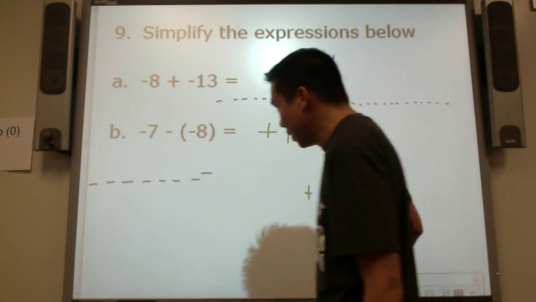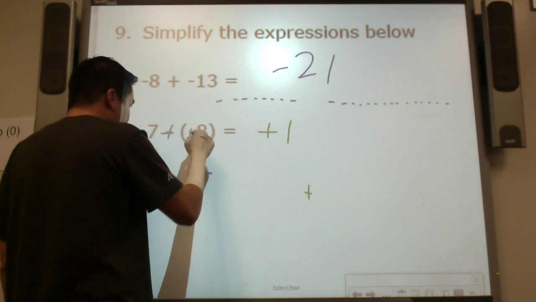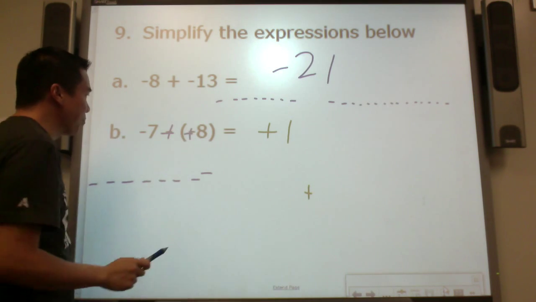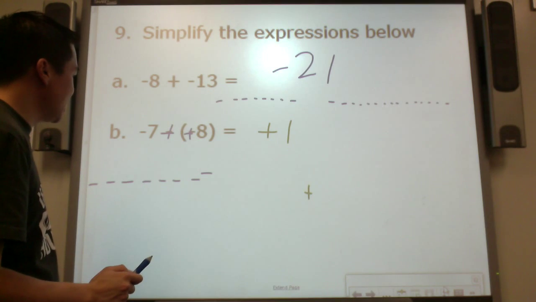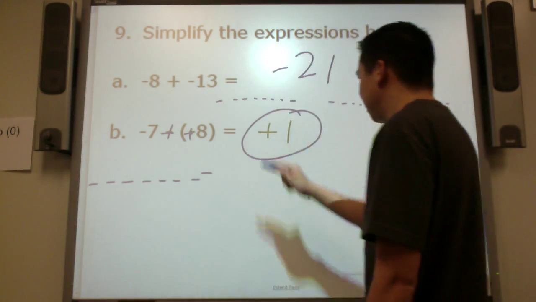If you don't like that one, we can add the opposite. The opposite of negative 8 is positive 8. I have 7 negatives and 8 positives. I have more positives by 1.